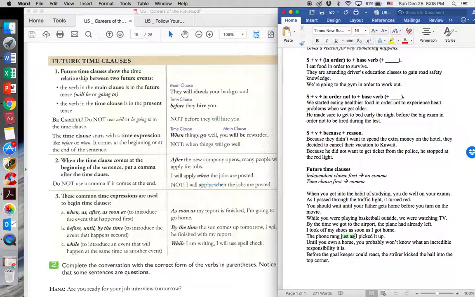The phone rang just as I picked it up. Just as is our time reference. The phone rang could be a full sentence. I picked it up could be a full sentence, but we're connecting these two things. We're saying they happened at the same time using just as.